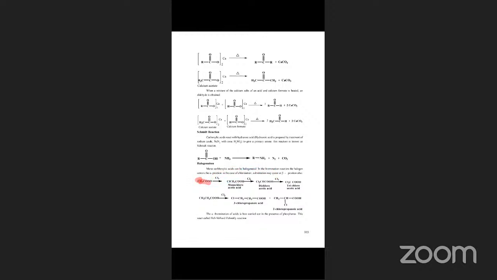This is acetic acid. This is monochloroacetic acid. How many chlorines in this? Only one. In this? 2, dichloroacetic acid. In this? Trichloroacetic acid. So halogenation takes place at the alpha position only, which is why monocarboxylic acids can be halogenated. The alpha bromination of acids is best carried out in the presence of phosphorus. This reaction is called the Hell-Volhard-Zelinsky reaction.